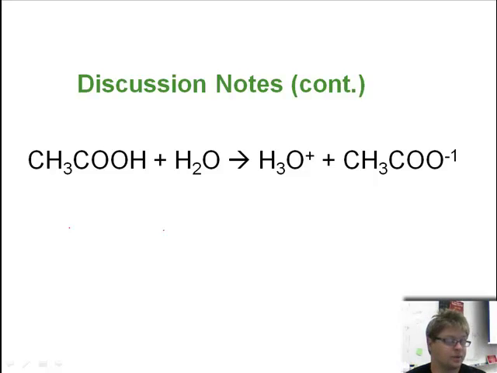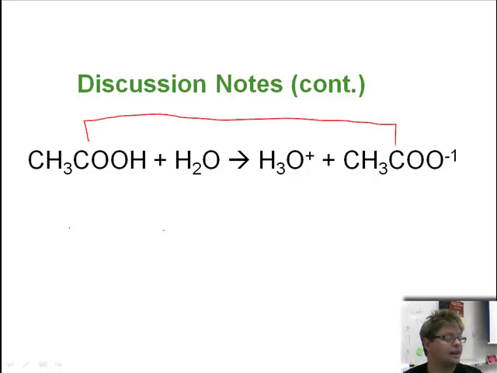Now when this happens, the reaction goes forward, but some of the acetic acid stays together. So you have a connection between these two, where the acetic acid is connected to the acetate ion. The acetic acid is called the acid. The acetate ion is called the base. And in this case, it's the base on the right-hand side, so it's called a conjugate base.